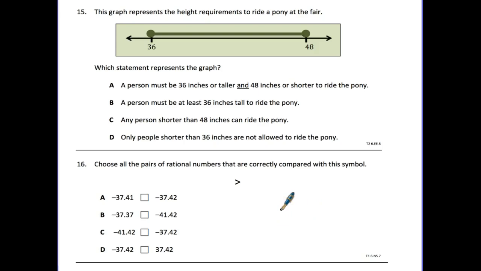So pause the video here, take 3 minutes, consider each of these statements, and on the product side, I want you to write the statements that you think are correct. And on the process side, you're going to explain why. And your explanation should include what you know about negative numbers, because all of these are negative numbers. So product side, you're going to write all of the pairs of rational numbers that are correct when you include the greater than symbol. And your process side is going to explain why you think those are correct statements. So 3 minutes and go.